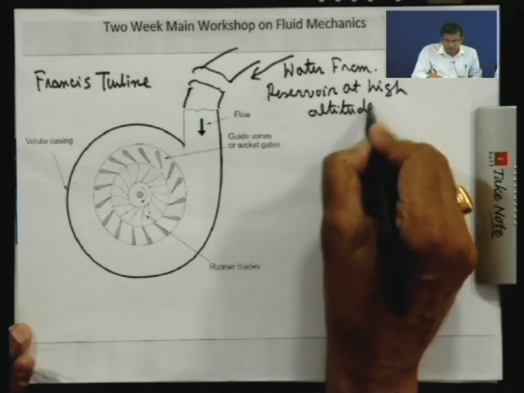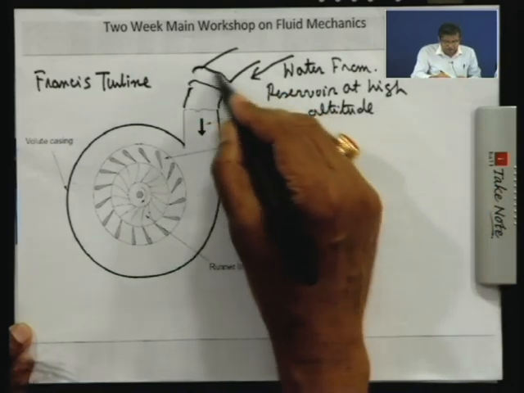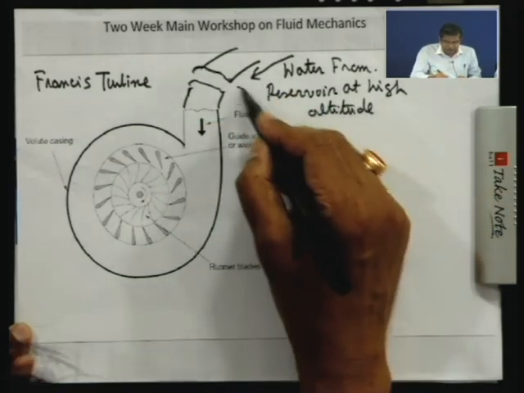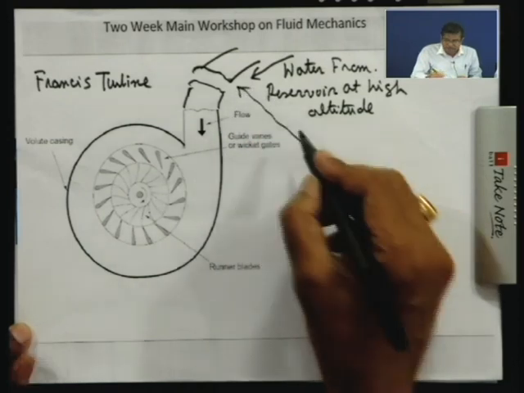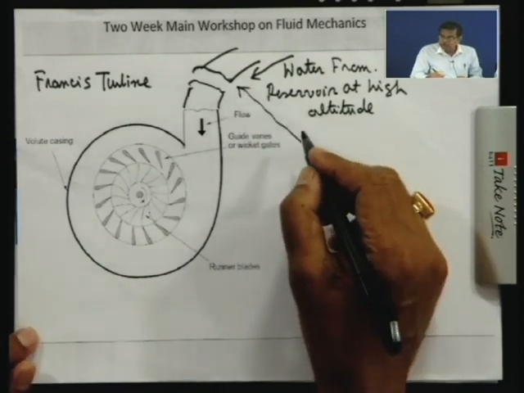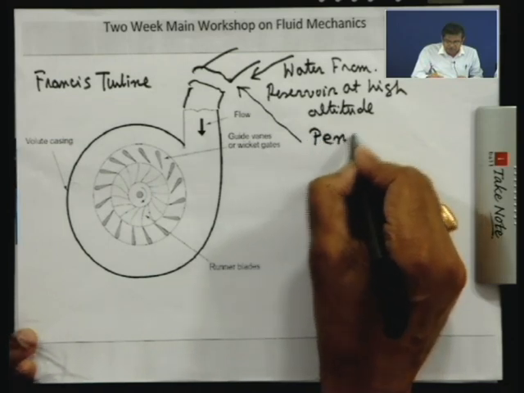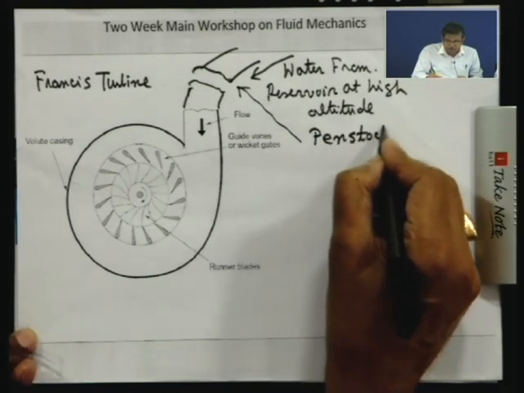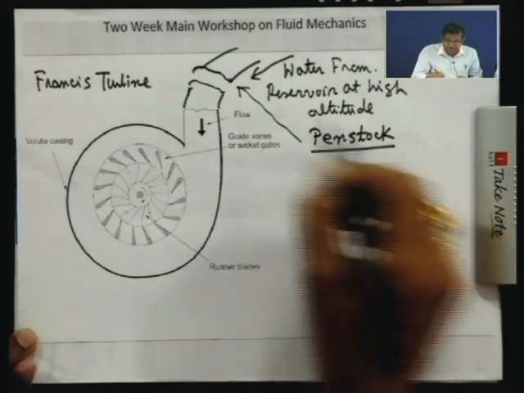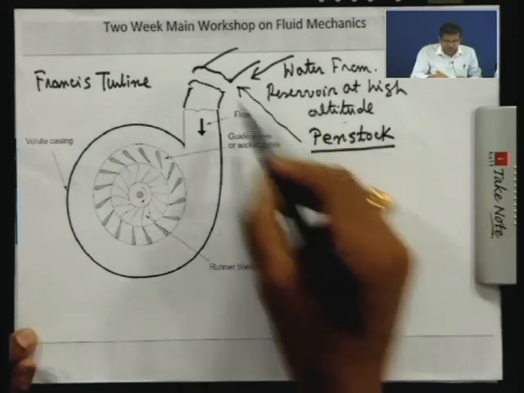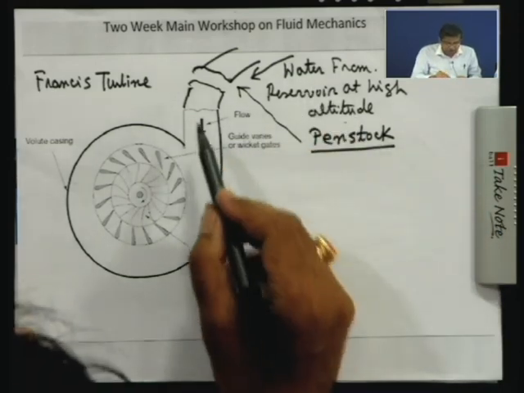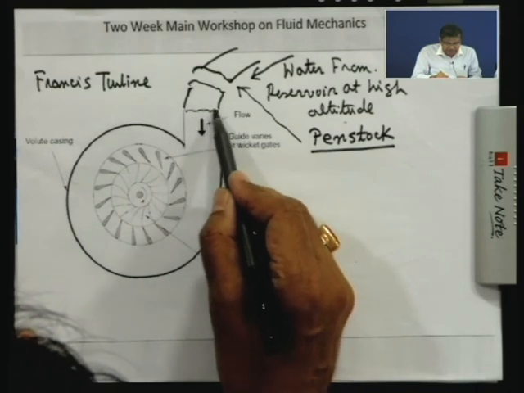At high altitude, water comes via a long pipeline, and in the terminology of hydraulic power plants or hydraulic machines, this pipeline is known as the penstock. The penstock is the long pipeline that leads water from the reservoir at high altitude to the turbine. Now, you see this is the turbine, the starting point.